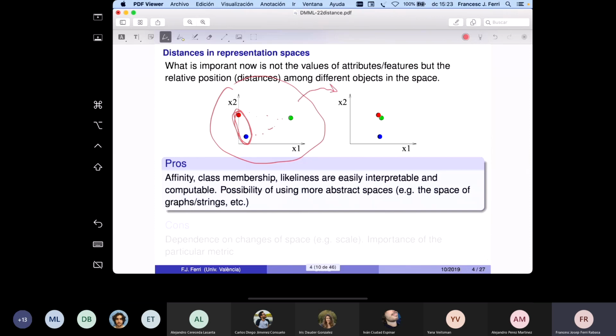only difference is that we have scaled one of the features? So instead of measuring these values in this dimension in, let's say, millimeters, we measure now in meters. So then we have this. And now these 2 points are much closer, just changing the scale.